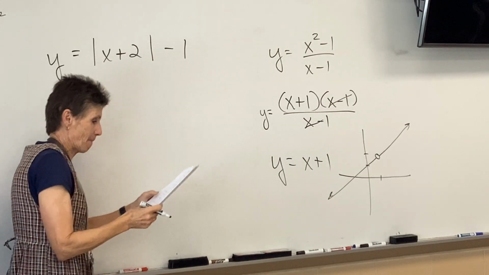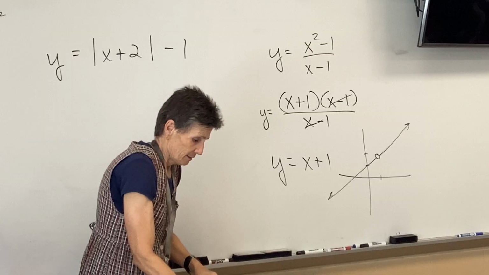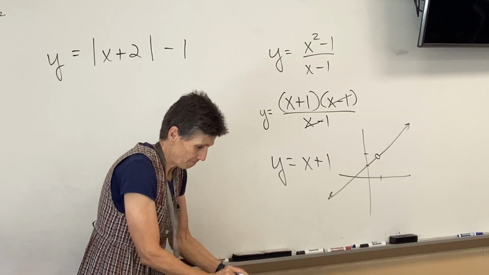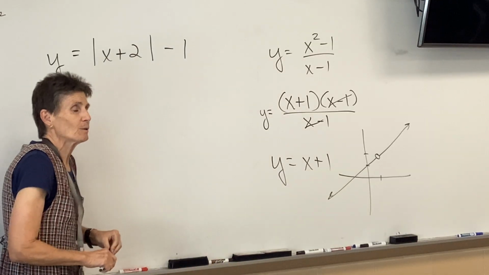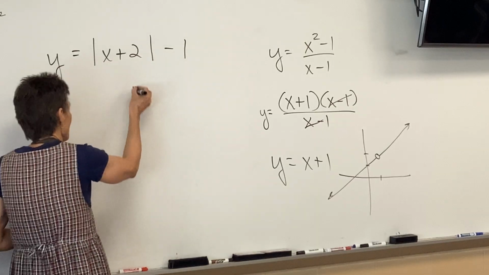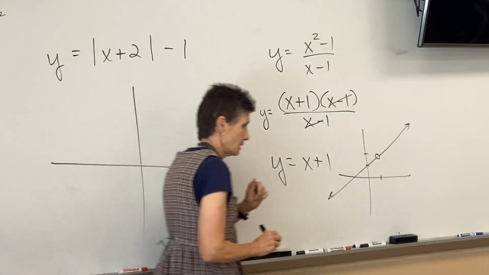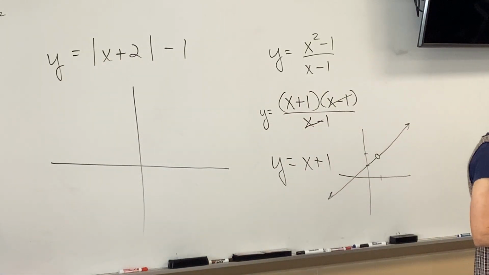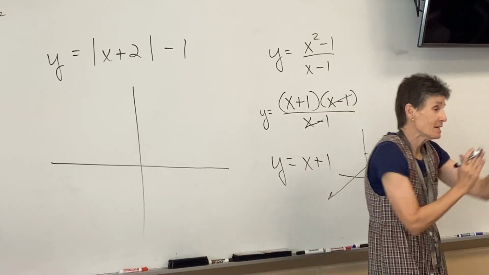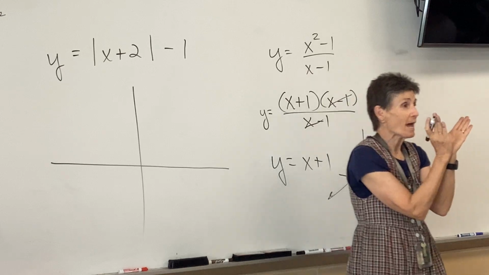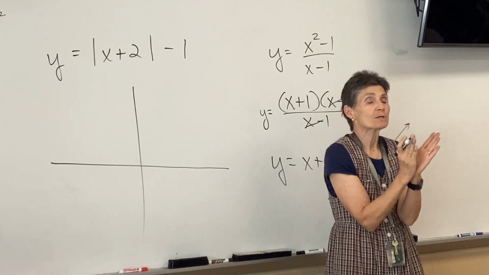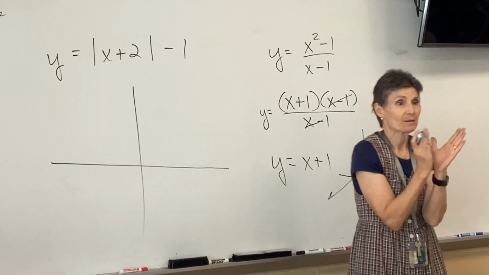All right, here we go. Now, I am going to rely on you remembering something from last year. I know that's a questionable assumption on my part, but this is an absolute value graph. What do they look like? Very good. Okay, so we have a V. Absolute value V.